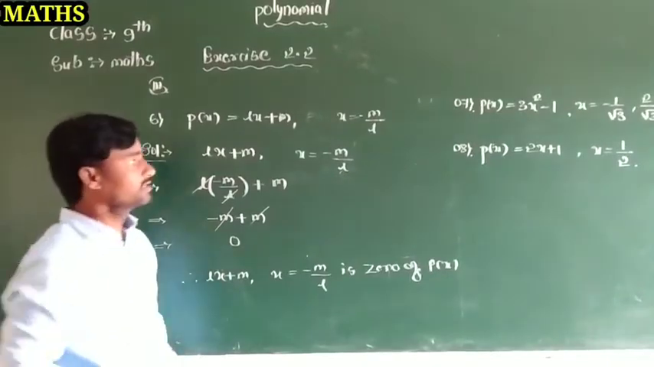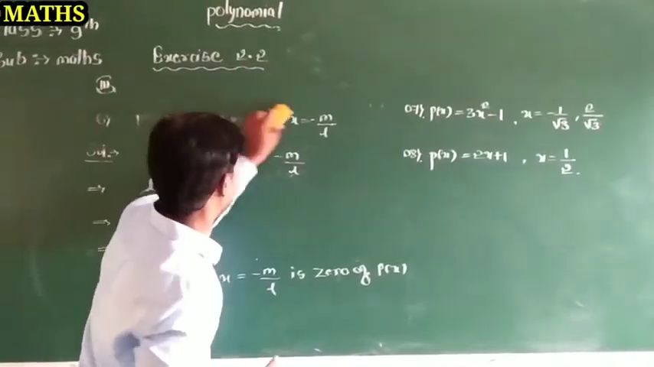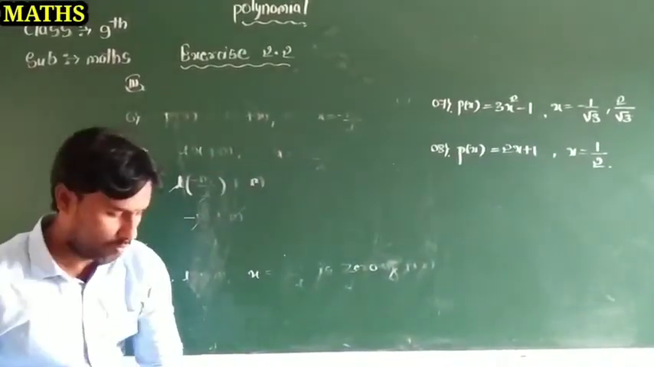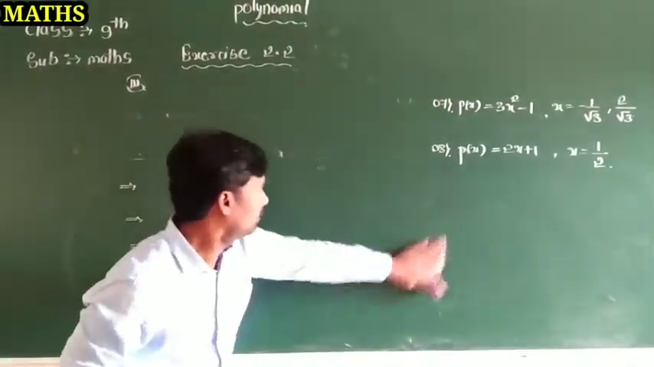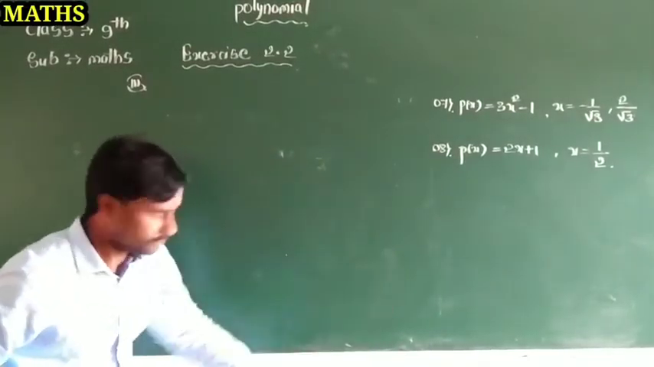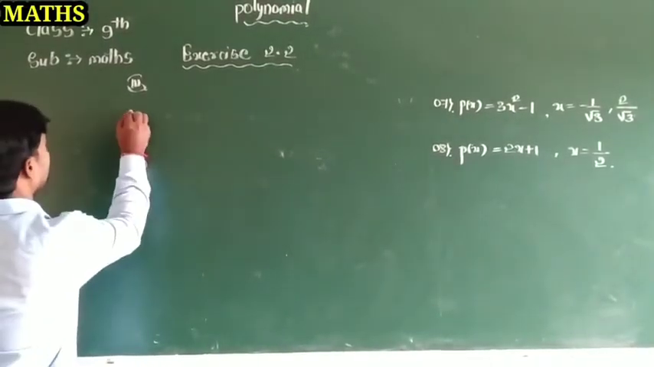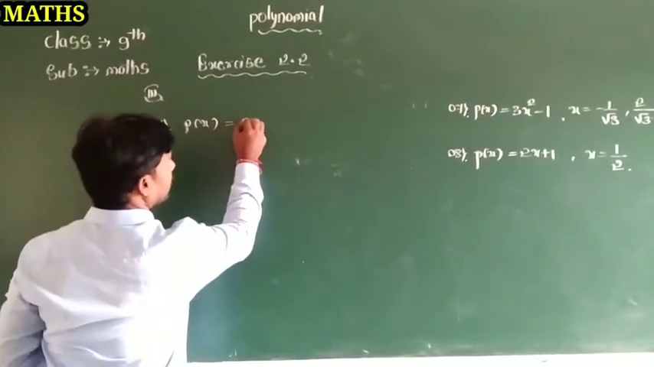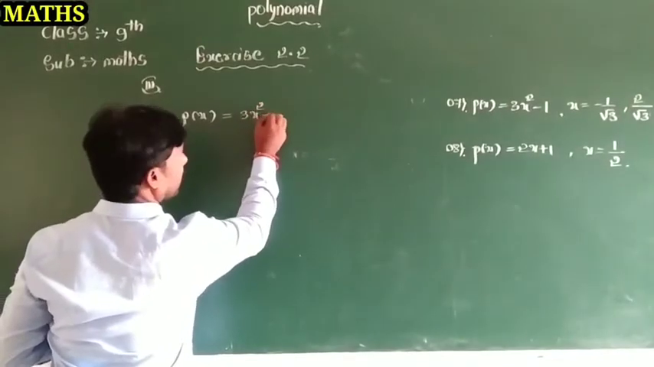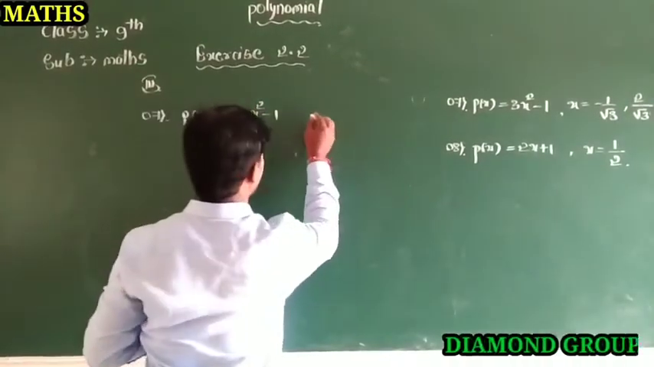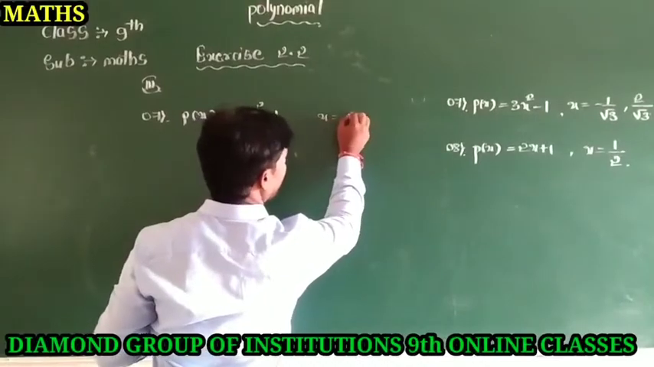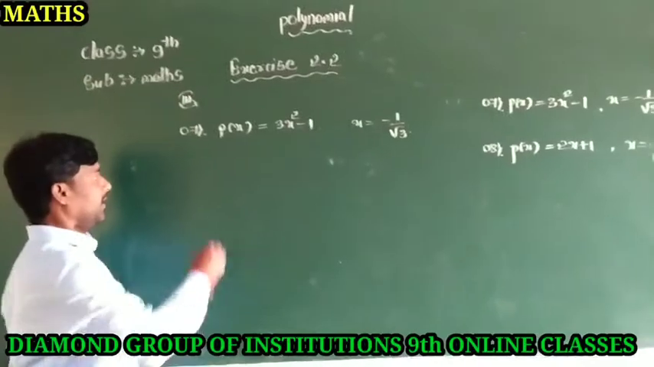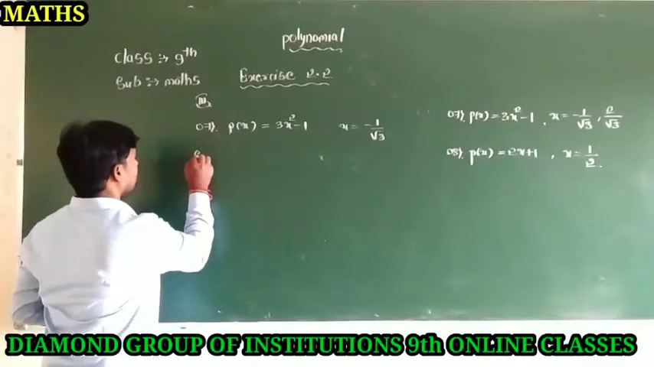Let us go to the seventh question. The seventh question is also very easy, dear students. I will write the question on the board. Seventh question is what? p of x is equal to 3x raised to the power of 2 minus 1, and here two questions are there. x is equal to minus 1 upon under root of 3 is there. I will take the first, then we will go to the second question, dear students. Okay, let us come to the solution here.